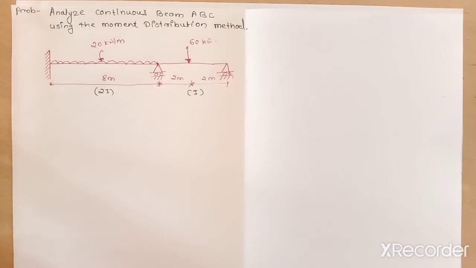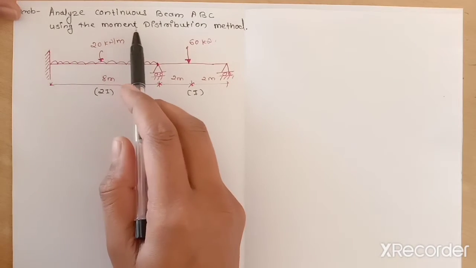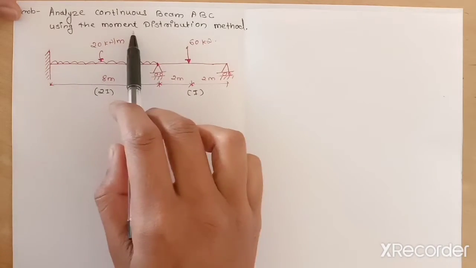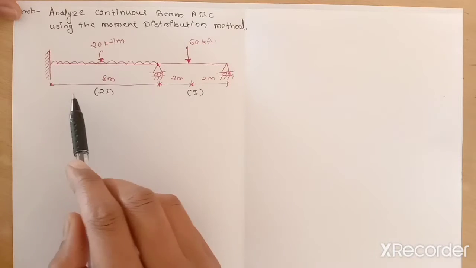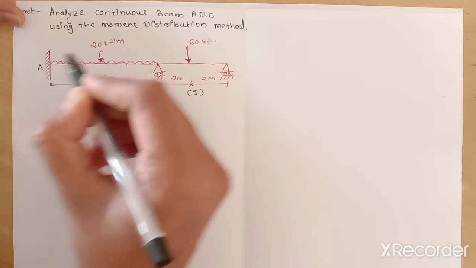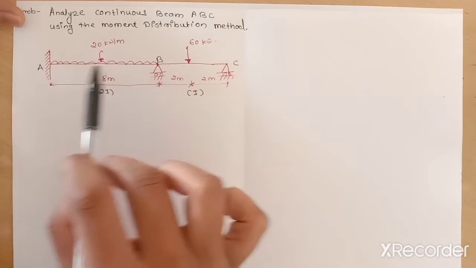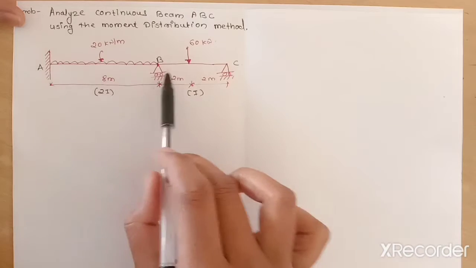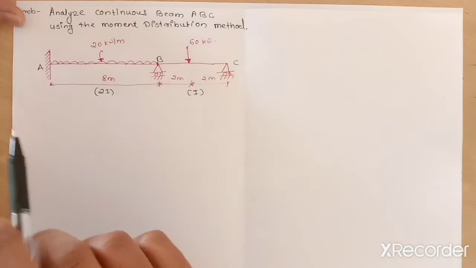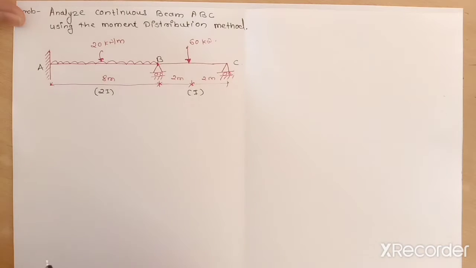Hello everyone, today we are going to solve a problem on the moment distribution method. The problem statement is: analyze continuous beam ABC using the moment distribution method. In the diagram, the continuous beam ABC has a fixed support at A, and B and C are roller supports. Over member AB, a 20 kN per meter UDL acts.